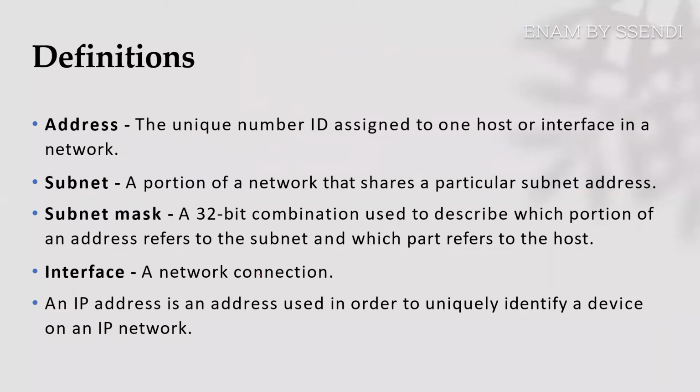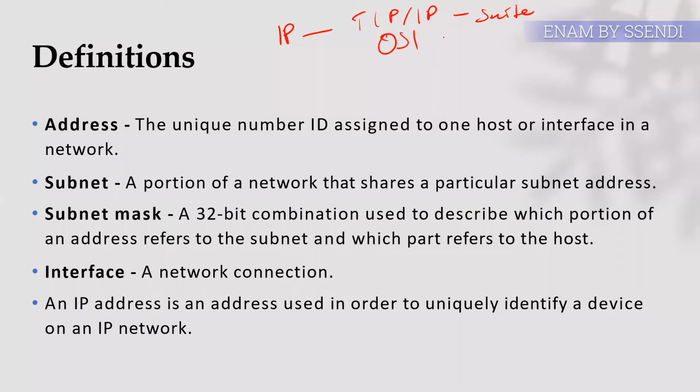We also looked at what an interface is, and we said it's a network connection, whereas an IP address is used to uniquely identify any node on our network. Just a brief refresher: IP is a protocol which is part of the TCP/IP protocol stack, or suite, which is used so widely today. It is also part of the OSI model, which has 7 layers used to help us in structuring our network. So IP address is used at what layer? At layer 3.